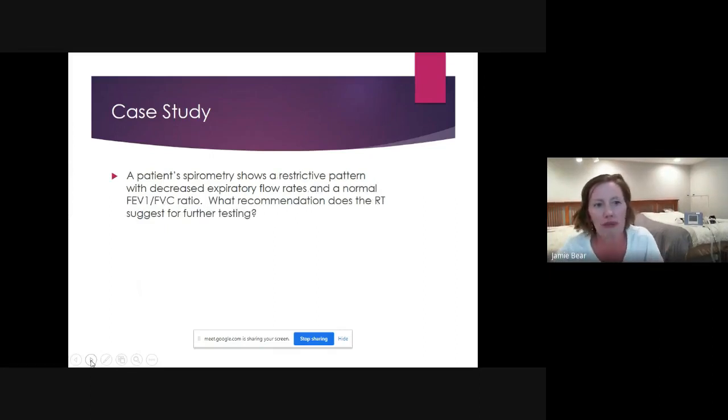Okay, next we have a patient whose spirometry shows a restrictive pattern with decreased expiratory flow rates and a normal ratio. Now, what recommendation does the RT suggest for further testing? For restriction, to really see what's going on, this is where the body box comes in. Looking at lung volumes and capacities and diffusion capacity would all be indicated. So obstructive, think, are they reversible? Do a post bronchodilator. Restriction, think about doing lung volumes and capacities.